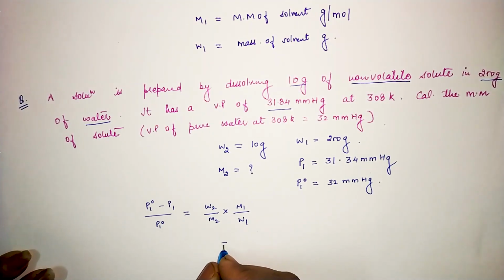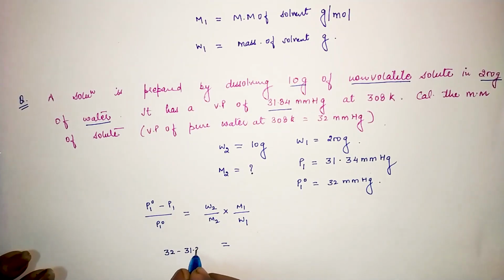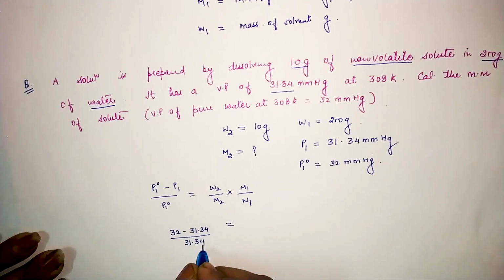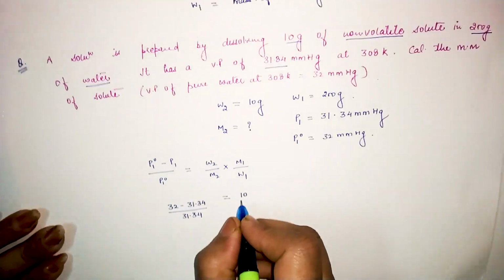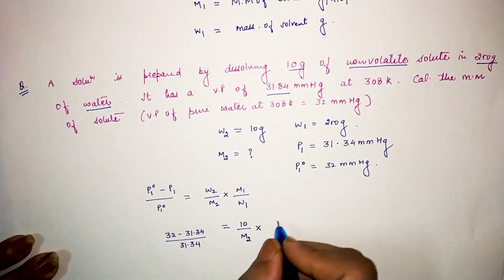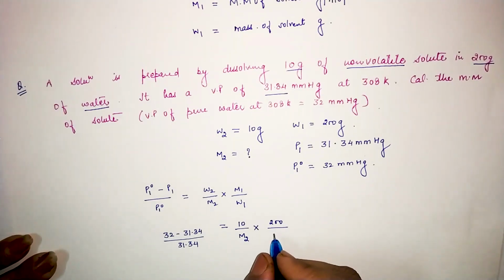This is equal to, what value will I put here? P1 naught is what? 32 minus 31.34 upon 31.34 is equal to W2, which is what? 10. Then M2 we have to calculate. So M2 into what is W1? It is 200, and what is given to us is M1.